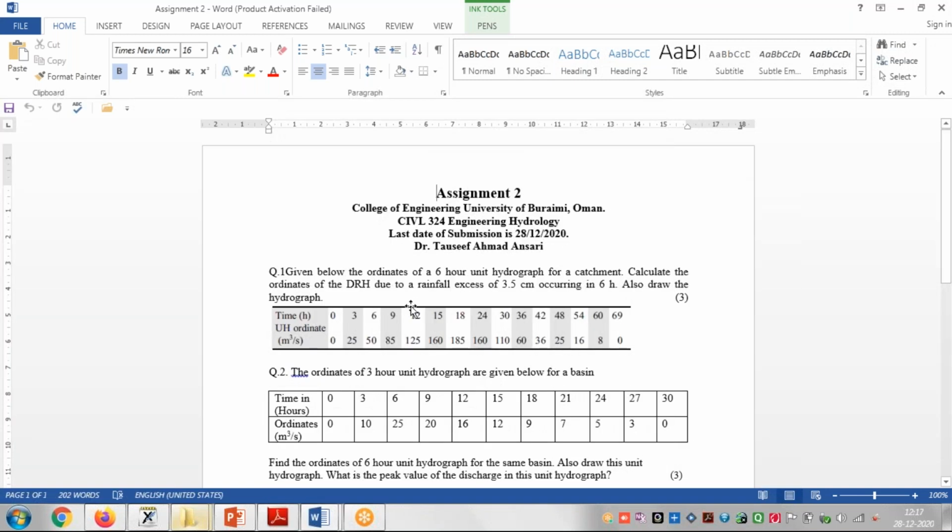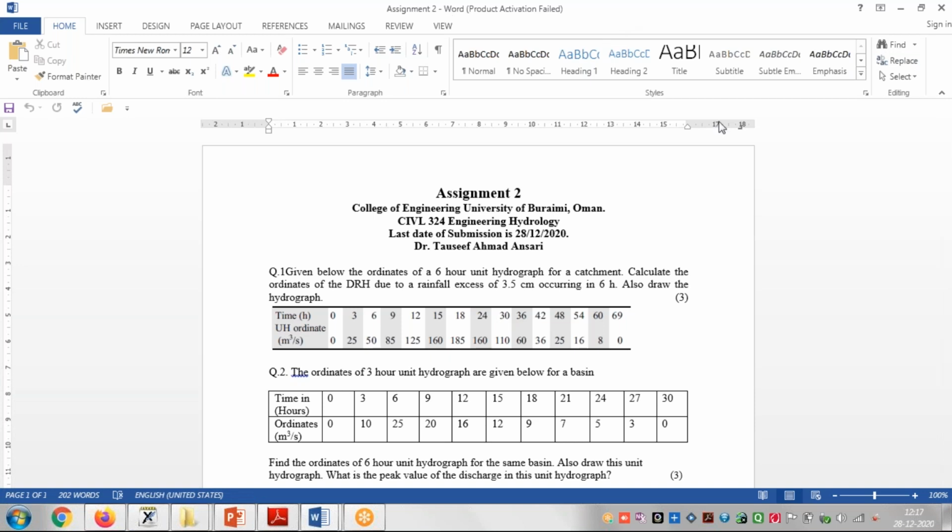Given below are the ordinates of a 6-hour unit hydrograph for the catchment. Calculate the ordinates of the direct runoff hydrograph due to a rainfall excess of 3.5 centimeter occurring in 6 hours. Also draw the hydrograph.